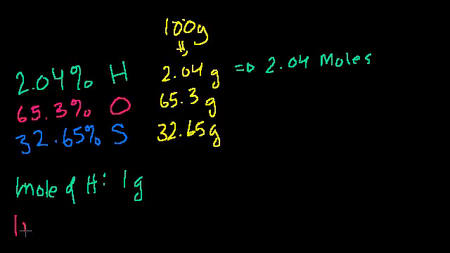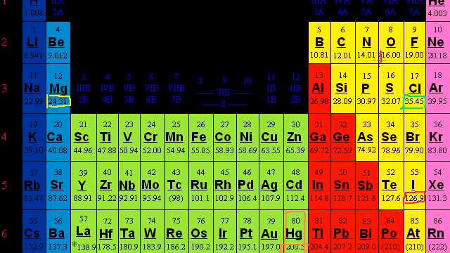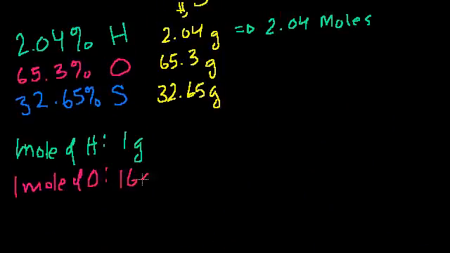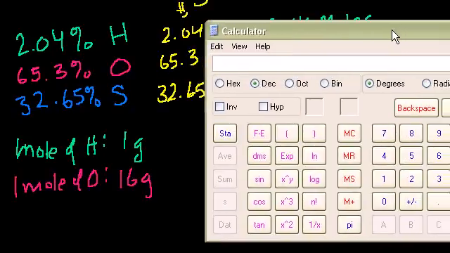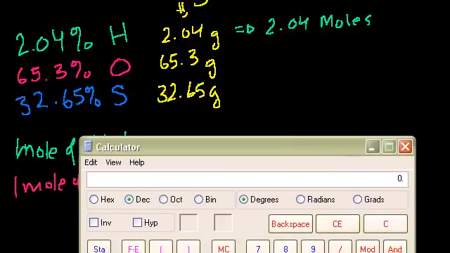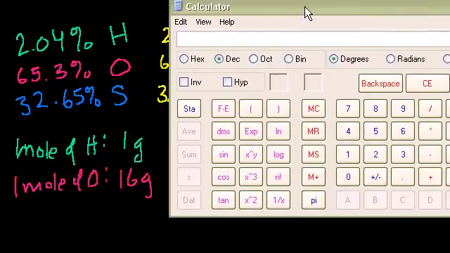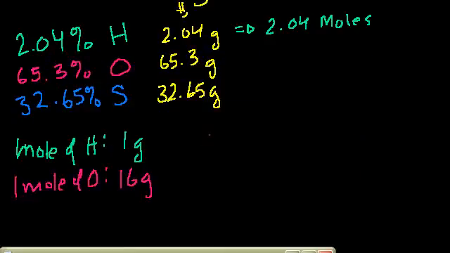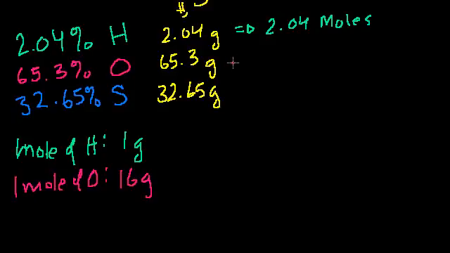And then oxygen, 1 mole of oxygen. Oxygen's mass number, in case you forgot, is 16. So 1 mole of oxygen has a mass of 16 grams. 6.02 times 10 to the 23 oxygen atoms has a mass of 16 grams. So how many moles do we have here? We have 65.3 grams of oxygen, and 16 grams per mole, so you divide by 16. It equals 4.08125. I don't want to get too precise, so 4.08 moles of oxygen.